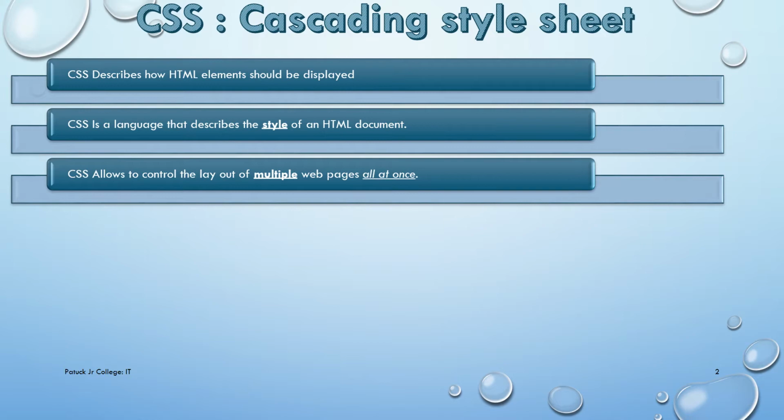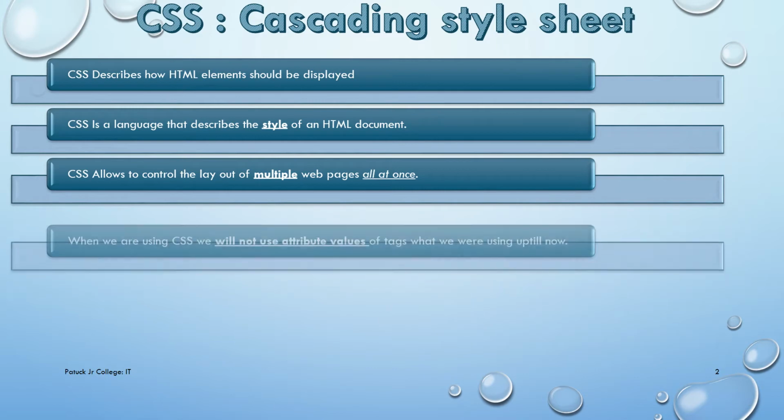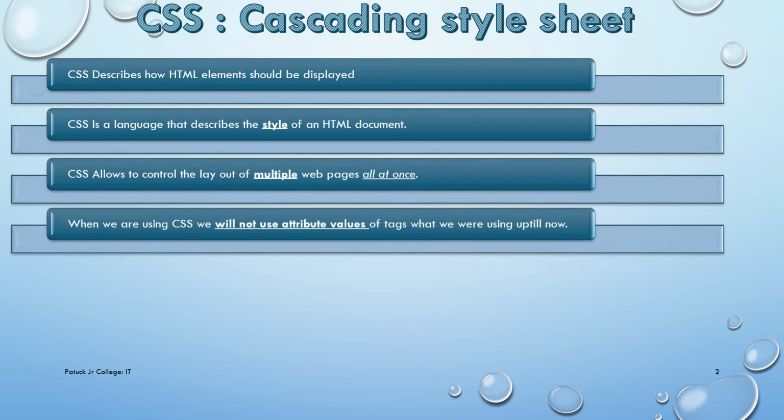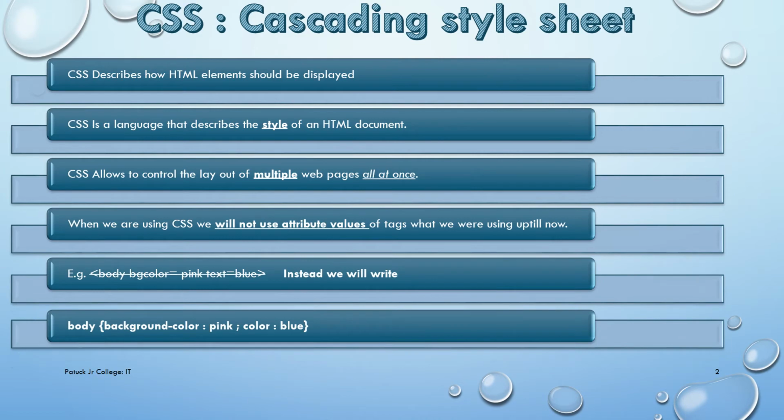It allows you to control the layout of multiple web pages all at once. Multiple means more than 2 web pages together. I can make the formatting with the help of CSS. Now when we are using CSS, we will not use the attribute values of the tags that we have learned up till now, or have used in the 11th standard. For example, body BG color pink, text blue. Instead of that, we will write something like what is shown here.